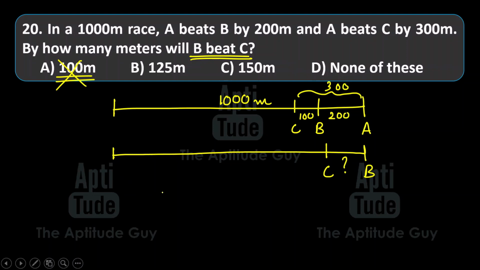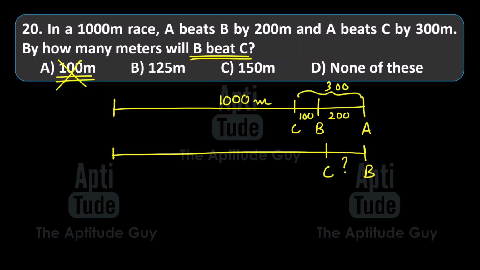Okay, now how to actually solve this? So now I hope that you are convinced that 100 is the wrong answer, because if here also it is 100, here also it is 100, then throughout the race it has to be 100, which is not possible. Now how to solve this using ratios?